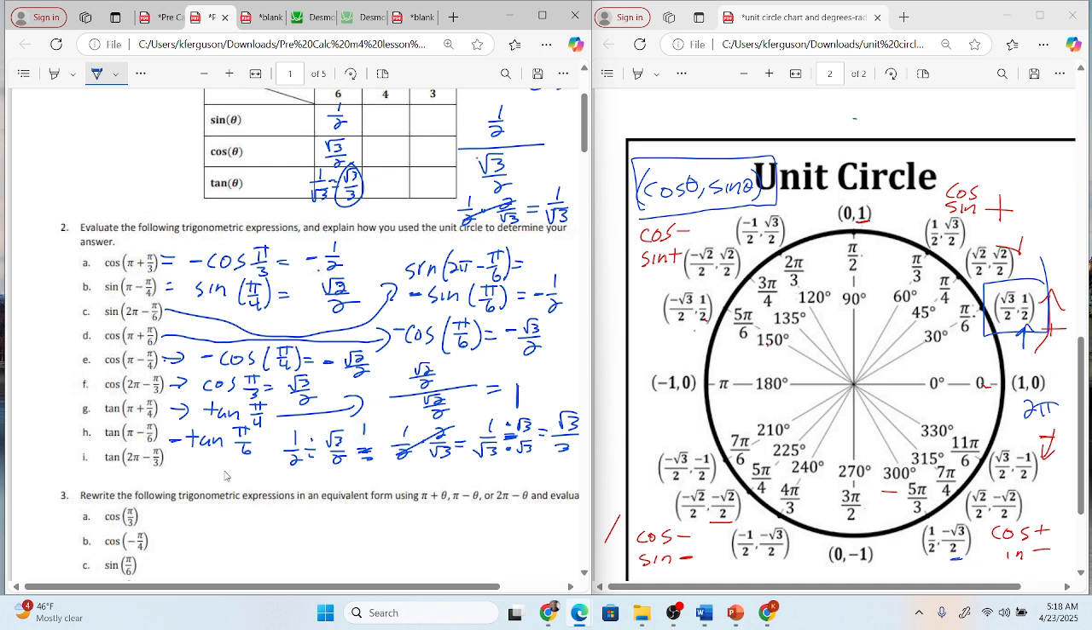And I'll leave the last one for you. But that's how you do that one. That's the first problem. I'm just going to do this in little snippets. So let's call that done.